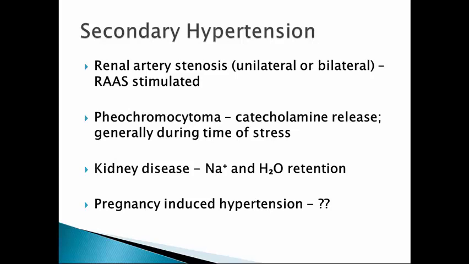In pheochromocytoma, this is all about catecholamine release. And a pheochromocytoma is a tumor of the adrenal medulla. It's a mass of the adrenal medulla. Generally, pheochromocytoma is identified during a time of stress. Makes sense, because during a time of stress, you have a huge outpouring of catecholamines from the adrenal medulla.